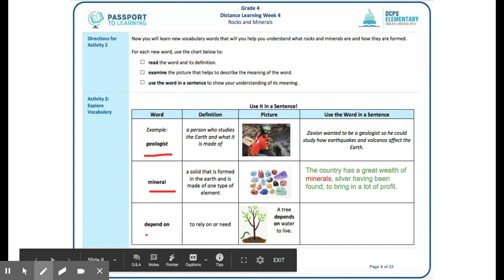Our last vocab word is depend on. Depend on is basically when you rely on something or you actually need something really badly. So for instance, a tree depends on water to live. You also might say, my mother must depend on her walker to help when she needs to move around the house.